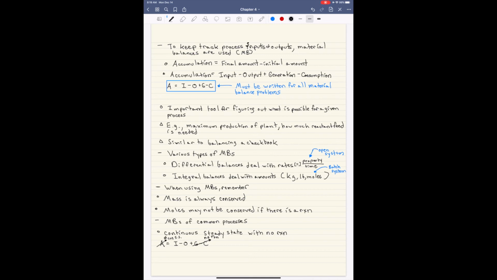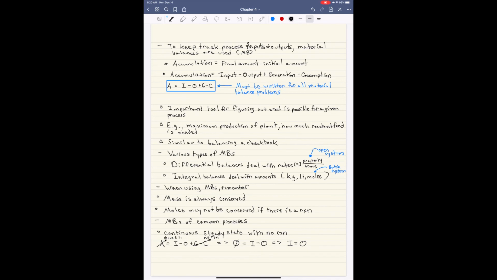And so in our material balance, based on the process description, we said that accumulation, generation, and consumption are equal to 0. And so what we're left with is that 0 is equal to input minus output. Or if we rearrange it, we have the input is going to be equal to the output. Right? And so that's what our material balance equation tells us about the process.